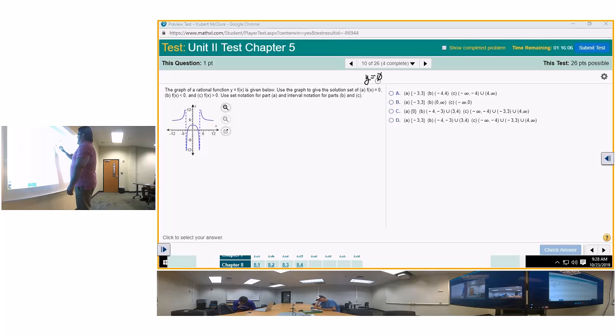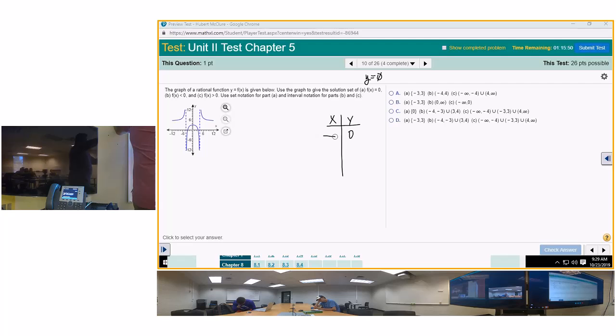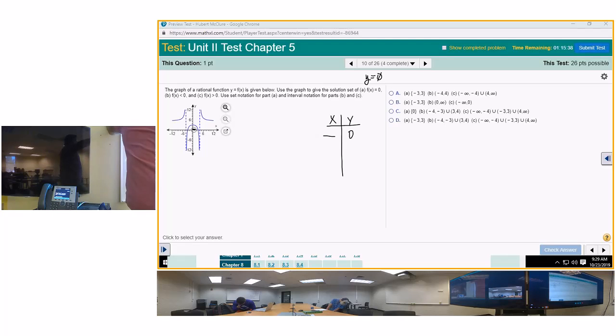What happens when y is equal to 0? That means you've got to find x. When y is equal to 0, that means you're finding x. So when y is equal to 0, what is x? 1, 2, 3, 4, 5, 6. So that's 3 and negative 3. So which one says 3 and negative 3? Negative 3 and 3. Oops! C is out.